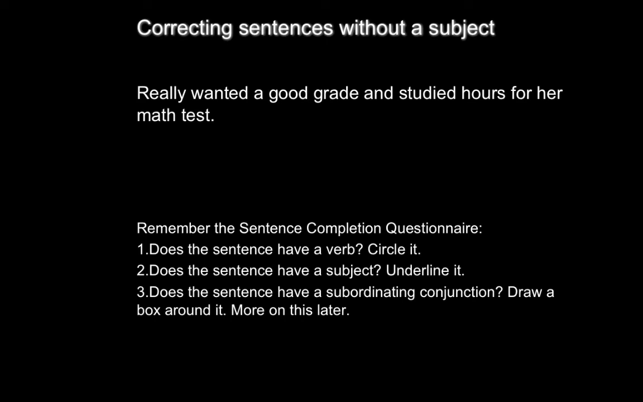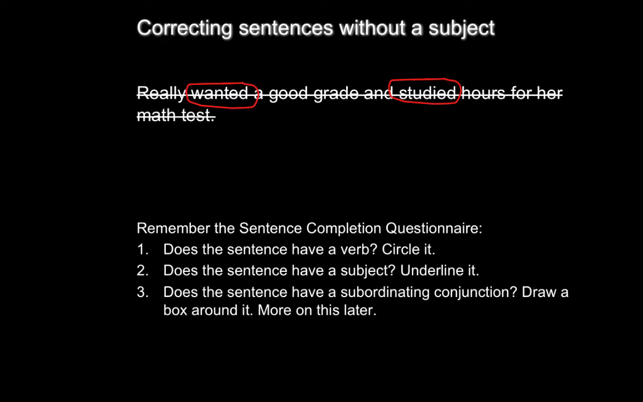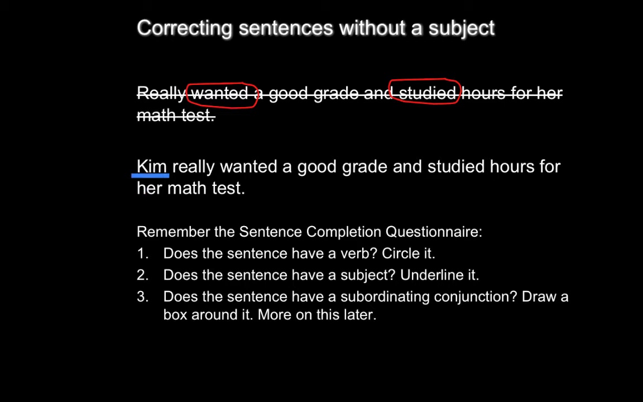If we follow the steps we reviewed a few moments ago, which are listed at the bottom of the screen, we can easily see how to correct the sentence. Starting with the first step, we can see that this sentence has two verbs, wanted and studied. Going to step 2, we see that we don't have a person in this sentence who did the wanting or the studying, so this sentence does not have a subject, making it a sentence fragment. So we need to add a subject to the sentence. To make the sentence correct, let's insert the name Kim as our subject. Now we have a person in the sentence who is doing the action of each of these verbs, wanting and studying, making the sentence correct.